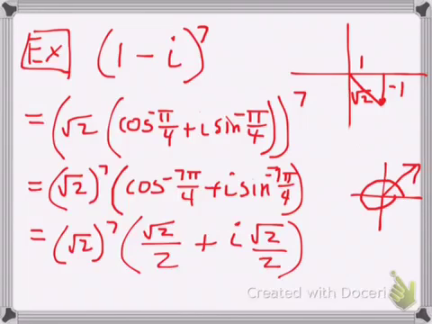Okay? Now when you distribute this thing, what do you get? What's the square root of 2 to the 7th power times the square root of 2 to the 1st power? Isn't that the square root of 2 to the 8th power? Which is 2 to the 4th power over 2? Which is 8?